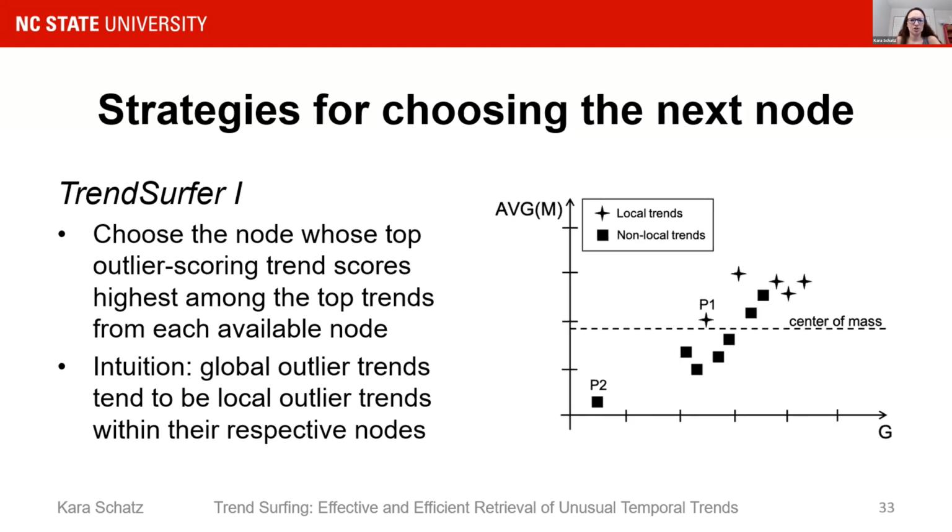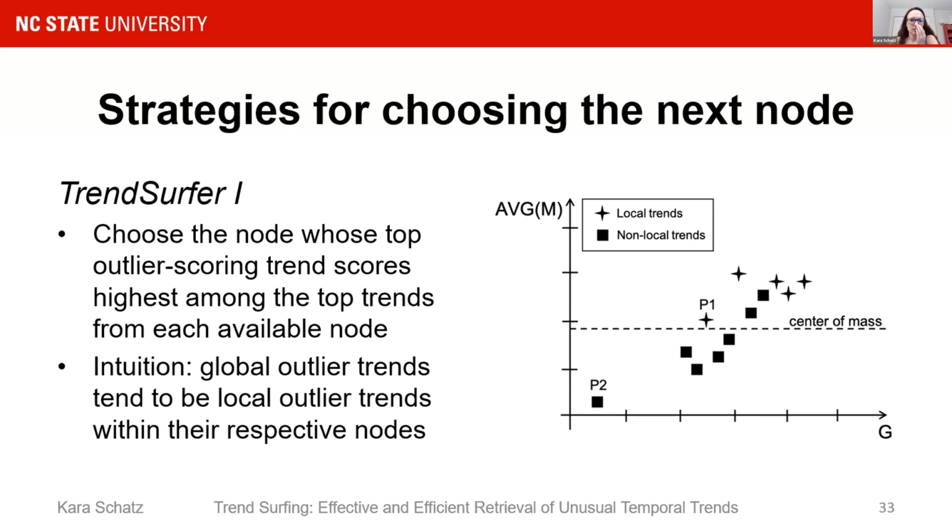In this example image shown here, the plus signs are local trends within a single node of the search space, and the squares are non-local trends in other nodes of the search space. We can see here that the point P1 is an outlier within its set of local trends. So the Trend Surfer 1 strategy here would propose P1 as the expected global outlier. Unfortunately, as you can see, this intuition does not always hold. In the example shown here, even though P1 is an outlier with respect to the other local trends inside of its node, it's not an outlier globally with respect to all trends.